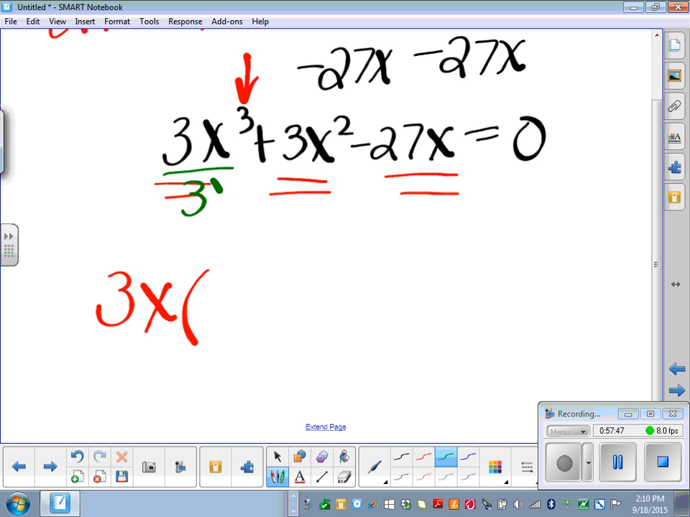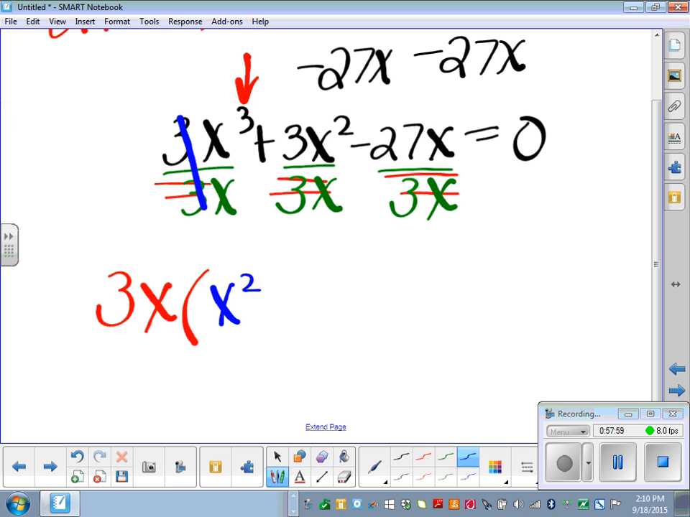Now, I'm going to go back through and write 3x divided by each term so I can see what's going to be left inside the parentheses. So then 3x cubed divided by 3x, the 3's are gone, x cubed divided by x is x squared. 3 and 3 divide out here, x squared divided by x is just x. So then it was plus, and then negative 27 divided by 3 is negative 9. X divided by x is 1.